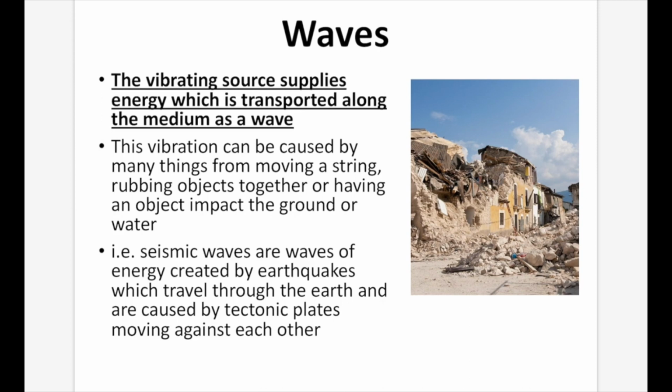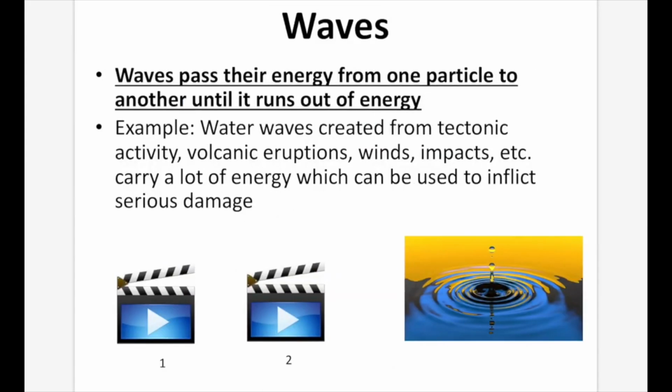the ground or water. So for instance, seismic waves are waves of energy created by earthquakes which travel through the earth and are caused by tectonic plates moving against each other. Waves pass their energy from one particle to another until it runs out of energy. So for example, water waves created from tectonic activity, volcanic eruptions, winds, impacts, etc. carry a lot of energy which can be used to inflict serious damage.